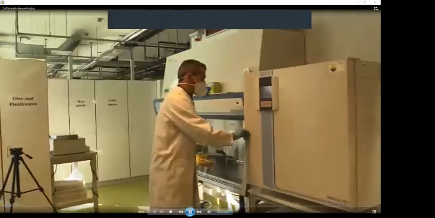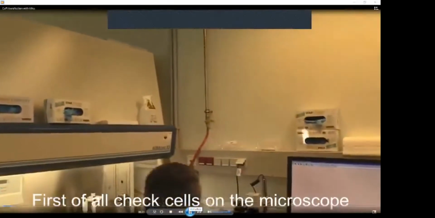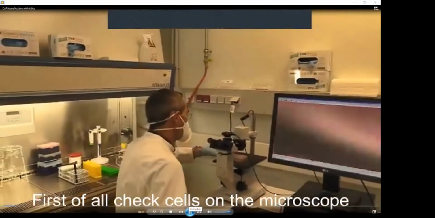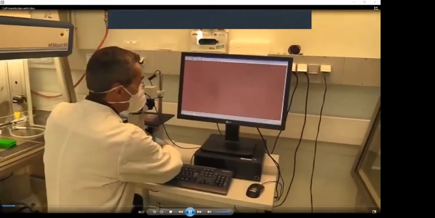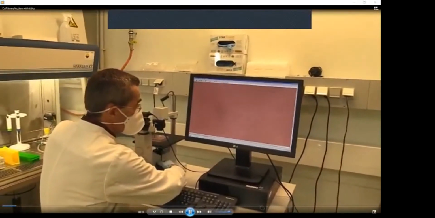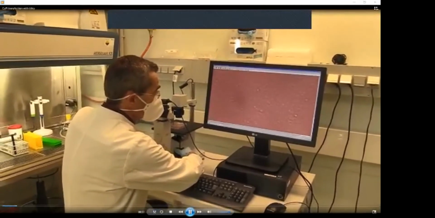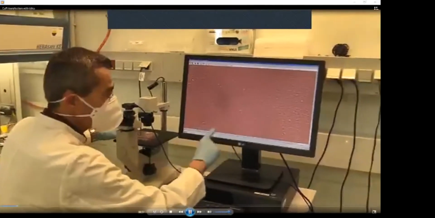That means checking if they are not contaminated, and mainly what the cell density is. So the first thing is the microscopy. You have to have a look at several wells of your dish in order to be sure that the wells are even, that regardless of your treatment, everything will be the same.